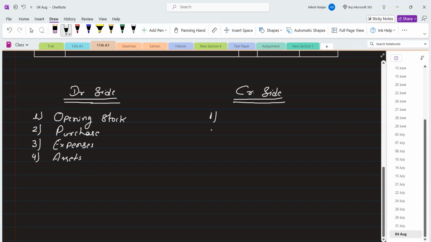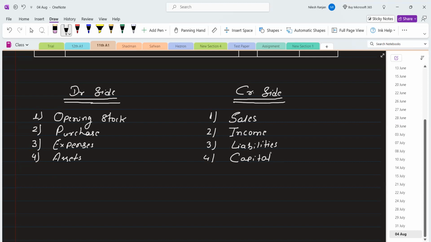Is this clear? Yes, sir. Now the credit side items: sales, any income, liabilities, and capital. These are four items on the credit side. Now, there are some other items related to these. You can easily understand that, but I'm writing them here so that there will be no confusion.